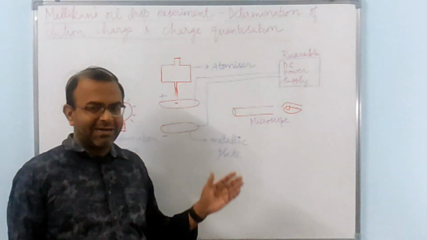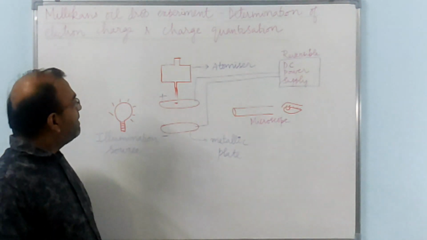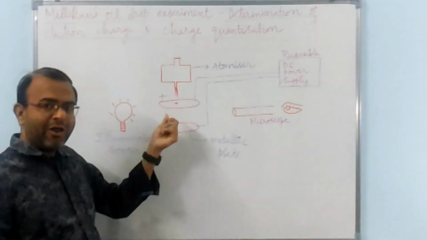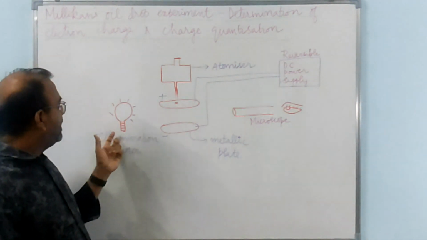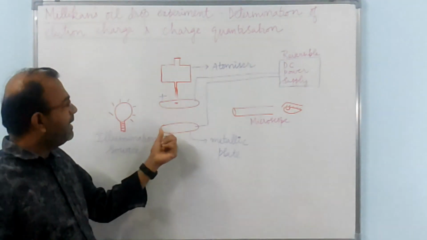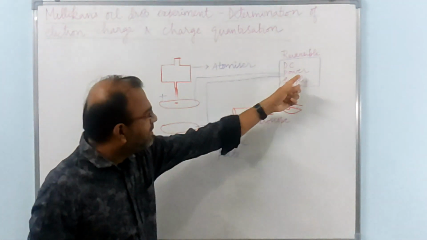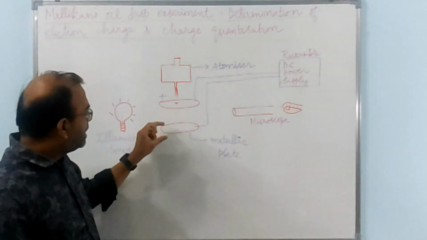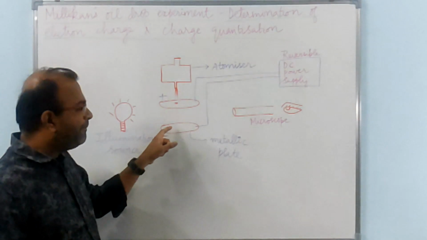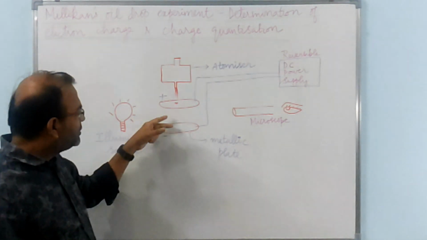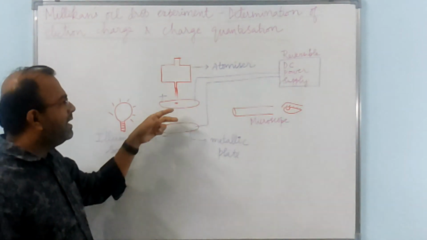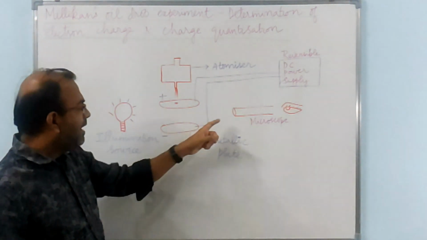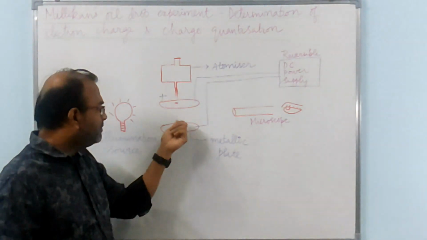Millikan's experimental apparatus goes like this. The apparatus consists of an atomizer, which is used to spray oil drops. An illumination source illuminates the whole thing, and then a reversible DC power supply is used to charge two metallic plates between which the oil drops travel, and the polarity of these two metallic plates could be reversed, and a microscope is used to observe the oil drops.